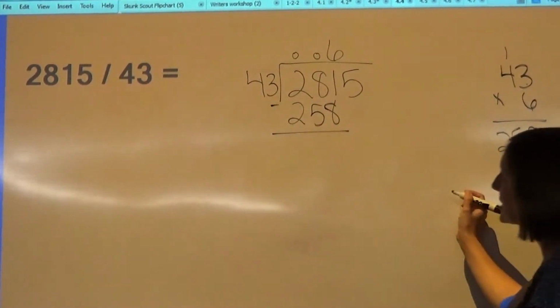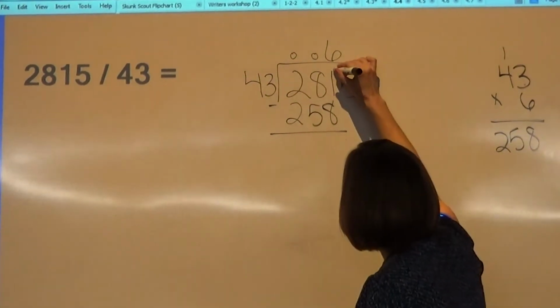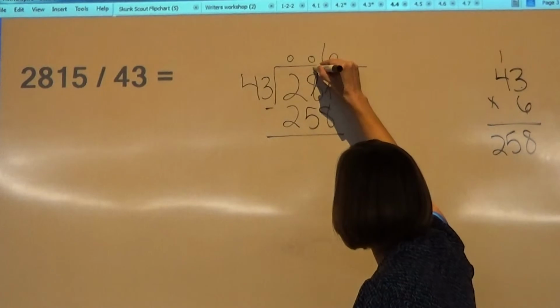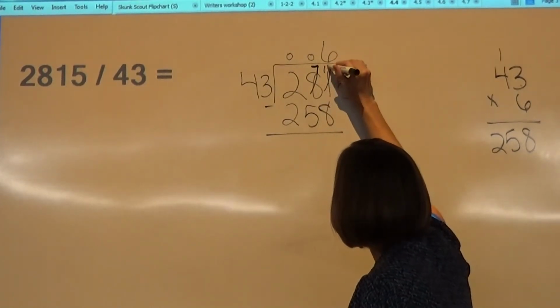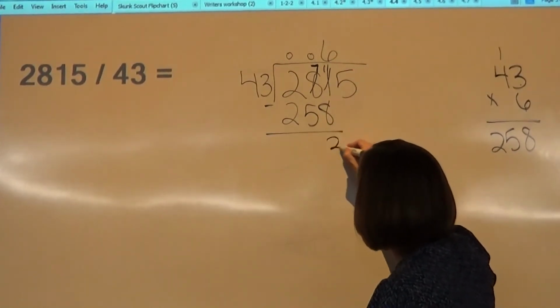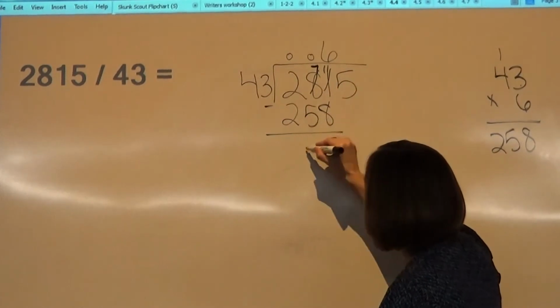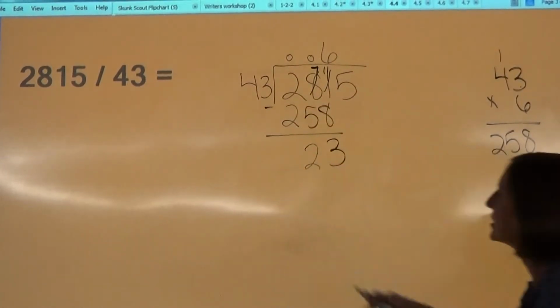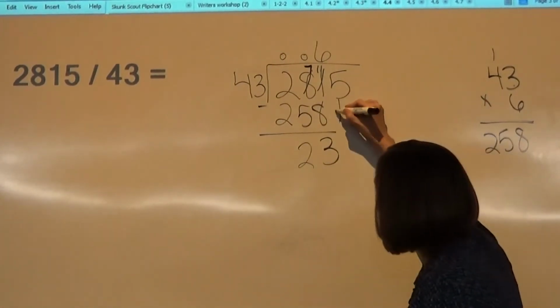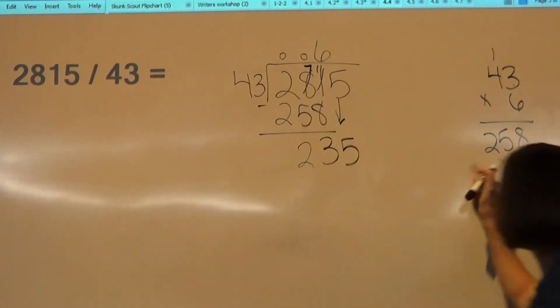Now I subtract. So I'll have to do a little borrowing. I'm going to borrow from my neighbor. So this becomes a 7 and 11. 11 minus 8 is 3. 7 minus 5 is 2. And 2 minus 2 is 0. I bring down the next digit.